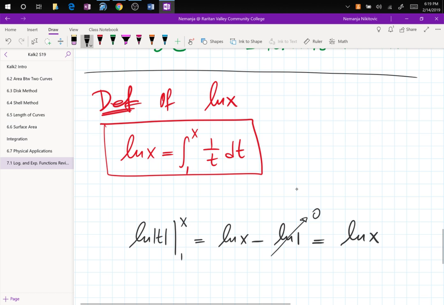Now, you might ask, what happened with absolute values? Well, observe that this is positive 1 going to some x that is higher than this, which means this x is already a positive x. So we don't need absolute values. And there's the answer at the end.